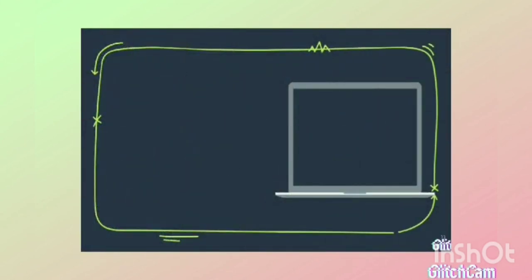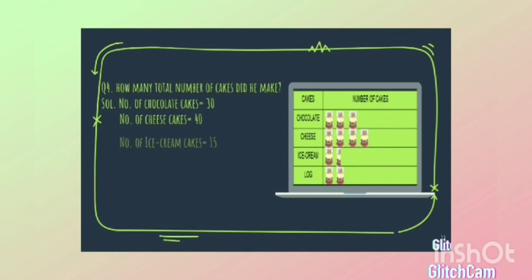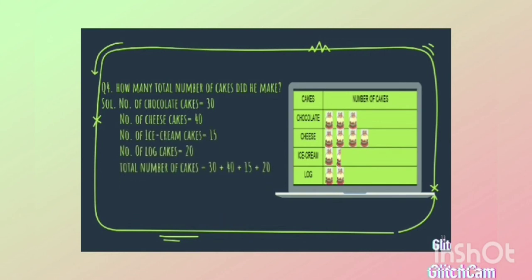In question number 4, we have to find out the total number of cakes which we will get by adding all the cakes together. So on adding 30 plus 40 plus 15 plus 20, we will get 105 cakes as the answer.